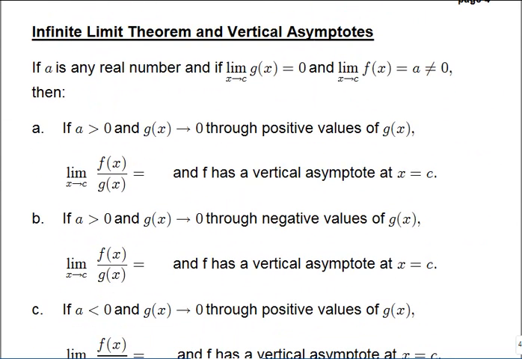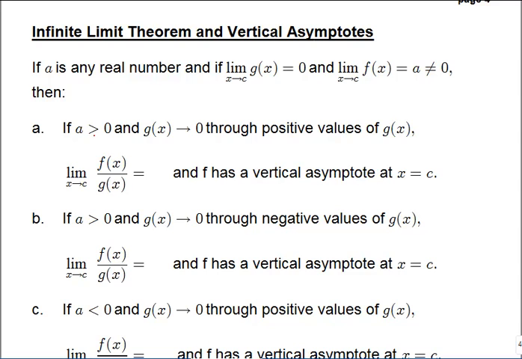Let's take a look at some theorems here. So if we have a real number a, and we have the limit of g of x going to 0, and the limit of f of x going to a where a is not 0, then the following statements can be made.